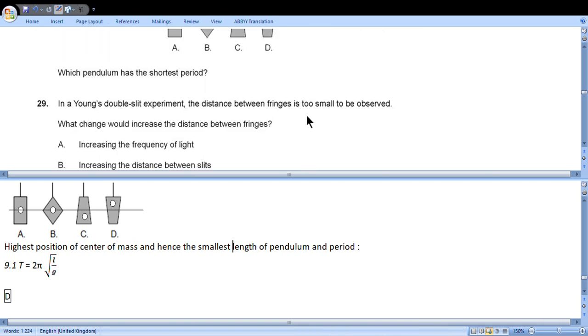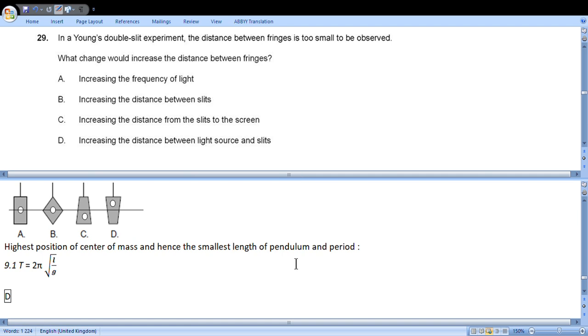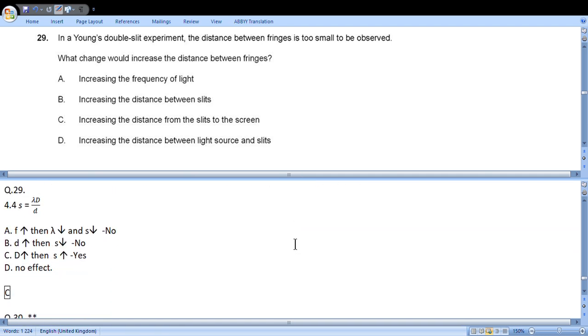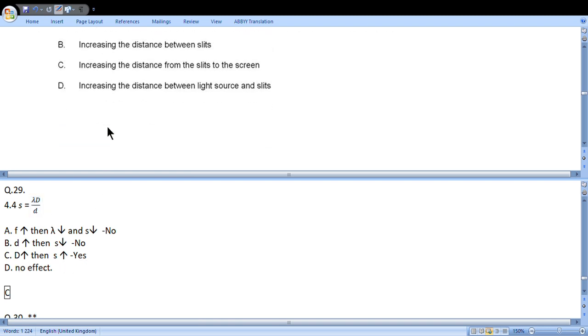Right. 29. Extremely easy. In Young's double-slit experiment, the distance between fringes is too small to be observed. What change would increase the distance between fringes? We use the formula. Increasing the frequency decreases wavelength. Increasing the distance to the screen, yes. So we choose C.